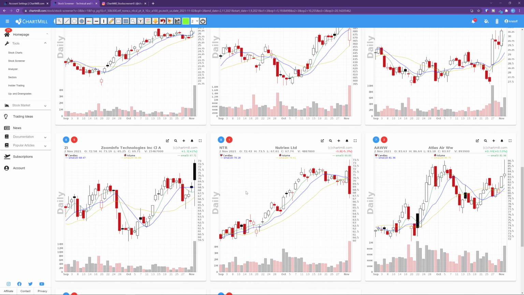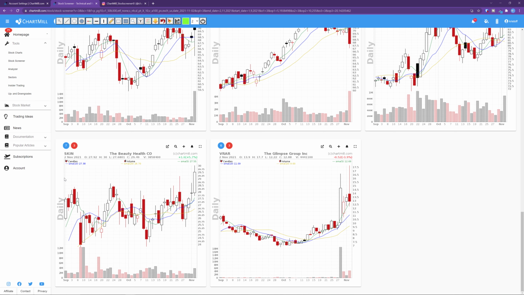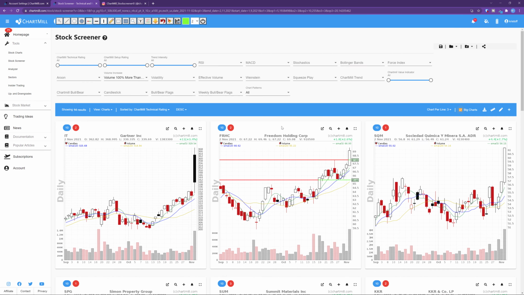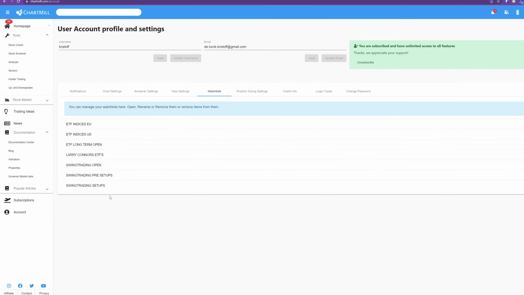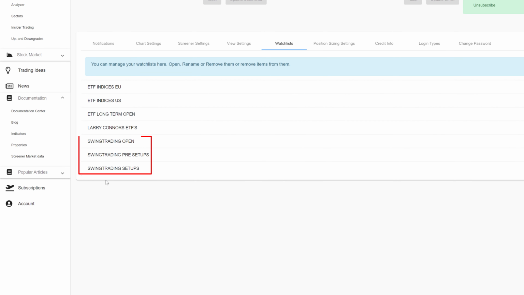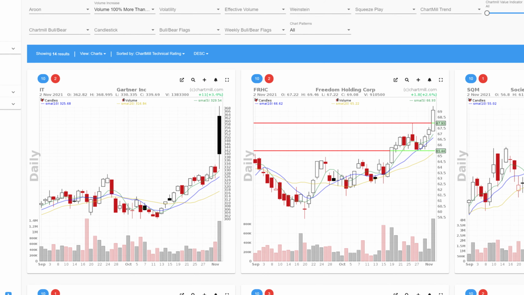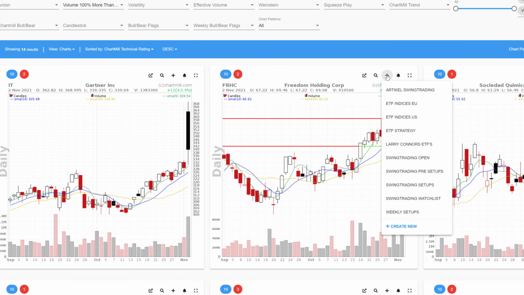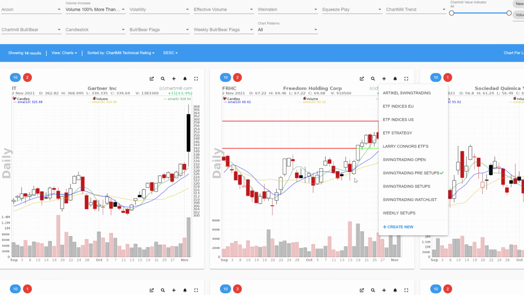This first selection is purely visual and can therefore be done quite quickly, after which they are added to a specific watch list. I personally use different watch lists to group stocks. I use a pre-setup watch list, a setup watch list, and a separate open positions watch list for open positions. The stocks that survive this first round are then added to the pre-setups watch list.